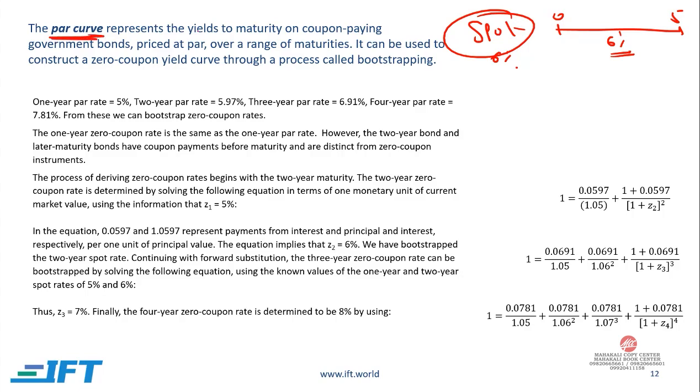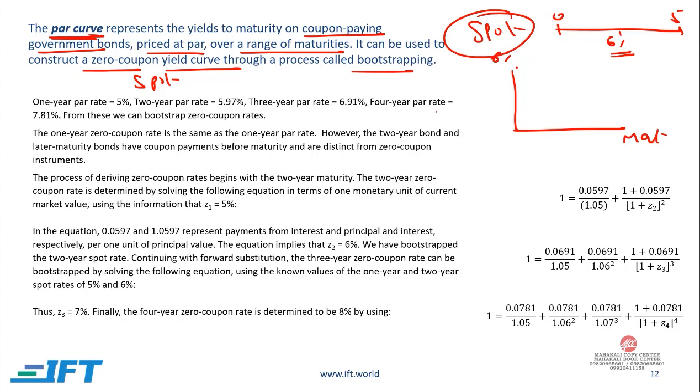A par curve represents the yields to maturity on coupon-paying government bonds priced at par over a range of maturities. It can be used to construct a zero coupon yield curve, so this is basically the spot rate curve, through a process called bootstrapping. So again, just to emphasize the concept of a par curve, we have different maturities on the x-axis, and the y-axis represents yield to maturity on coupon-paying government bonds which are priced at par. And this is over multiple maturities.